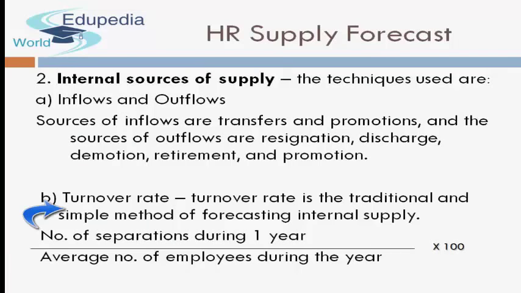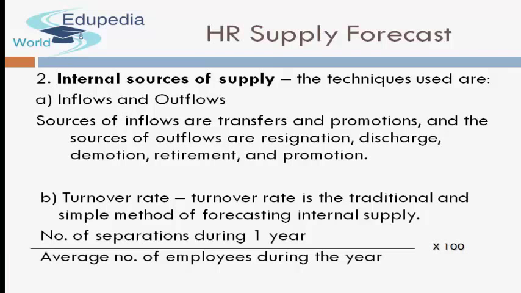Turnover rate tells how many employees are leaving the organization in a particular period of time. It is calculated as the number of separations during one year divided by the average number of employees during the year, multiplied by 100. The turnover rate gives you a figure which tells you how many employees left the organization in the past year. So approximately the same number of employees might leave the next year.